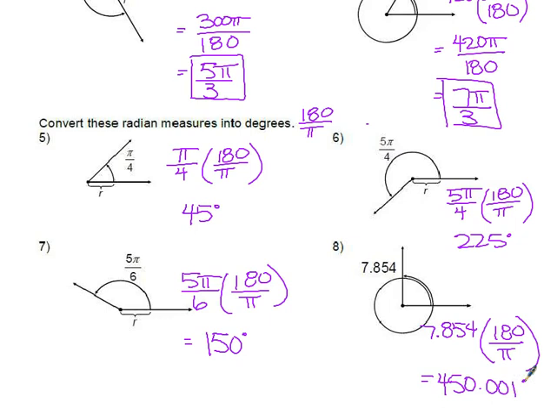Alright guys, that was kind of quick, but hopefully you caught on. It's pretty easy. You're just multiplying by those conversion factors. Good luck on the assignment.